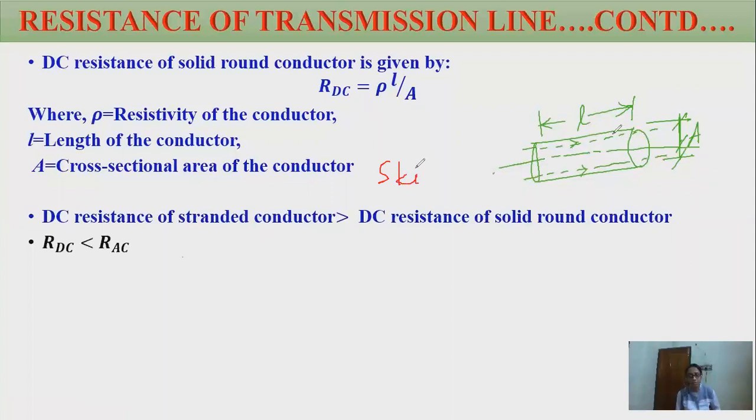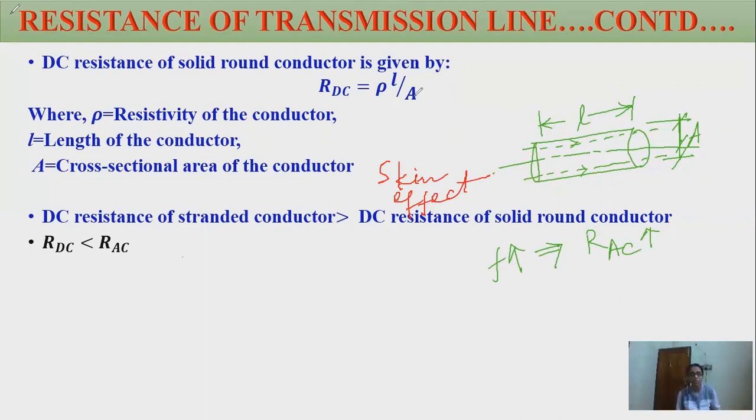So here the current distribution is not uniform. And if the frequency increases, the cross-sectional area A is decreased here, thereby RDC, not RDC, RAC will be increased. Now if frequency is increasing, then RAC will be increasing in nature, because the effective cross-sectional area, not actual cross-sectional area, will be decreased.